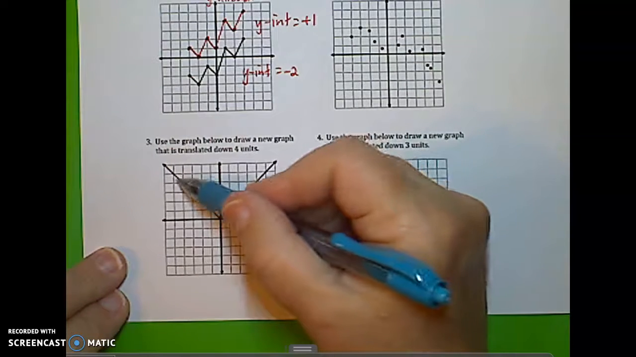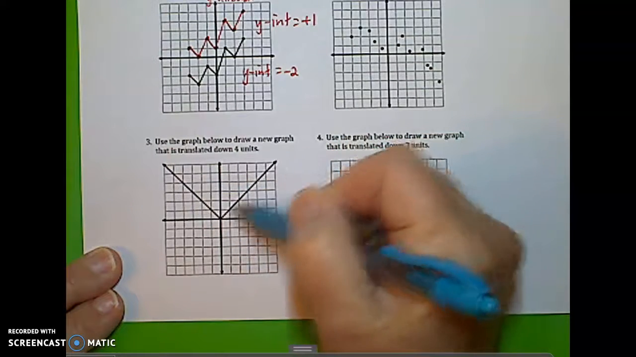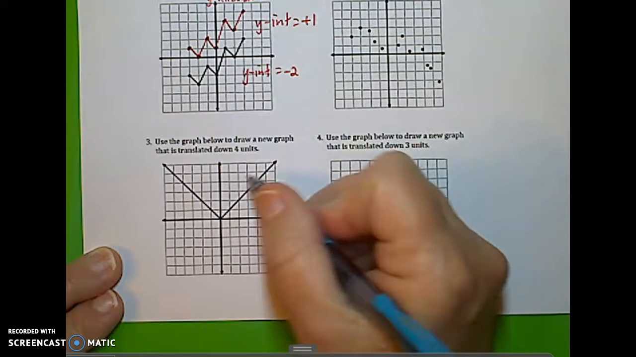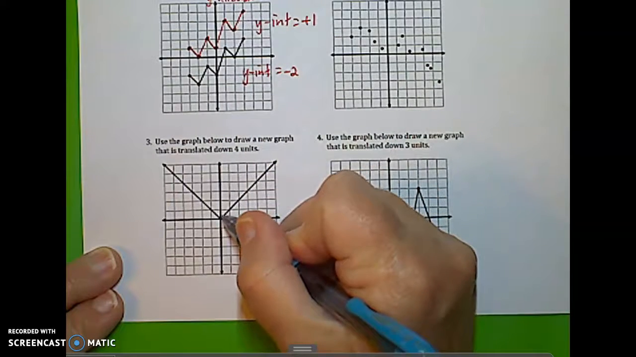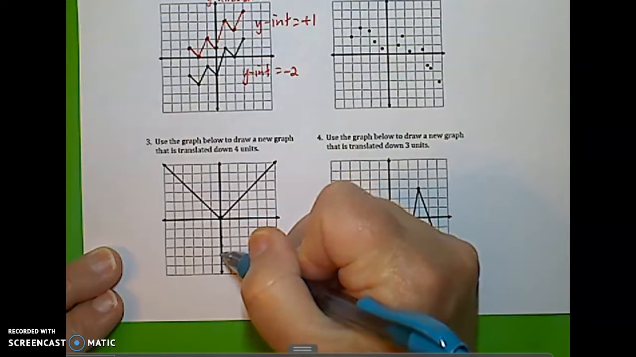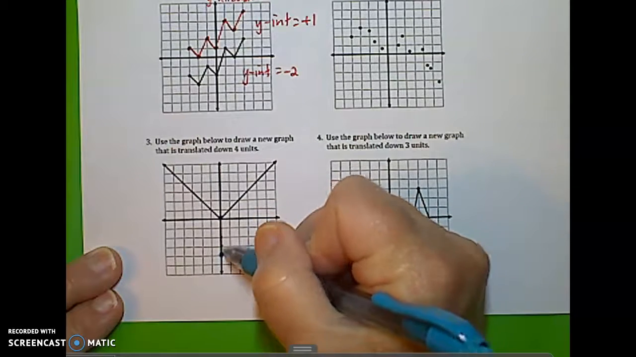Okay, now these just have some straight lines. There's not individual points like this. But you can just imagine a point. Here, let's say imagine this point right there that's on the graph. I'm going to move down 4. So the y-intercept is going to go from 0 to -4.